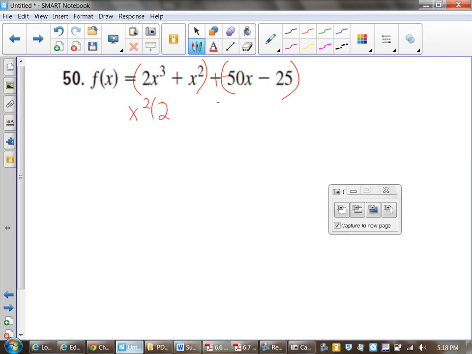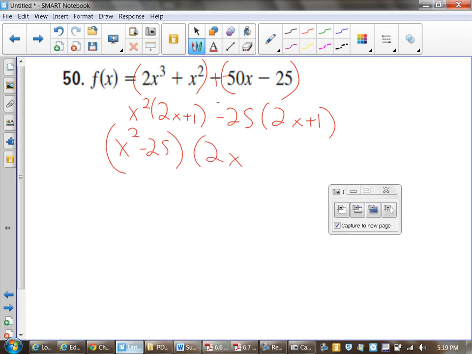Take out the x squared, you get 2x plus 1. Take out a -25, you have a 2x plus 1. X squared minus 25, 2x plus 1. Your zeros are at plus or minus 5, and -1/2. You can do that. You don't necessarily need to use synthetic. Think about all the different possible ways of factoring.